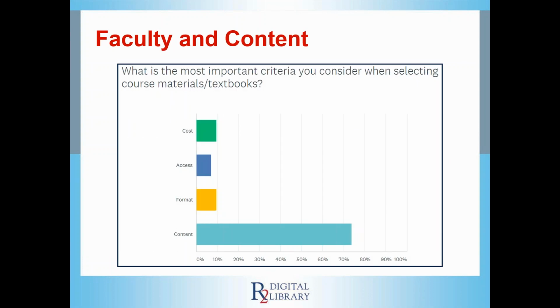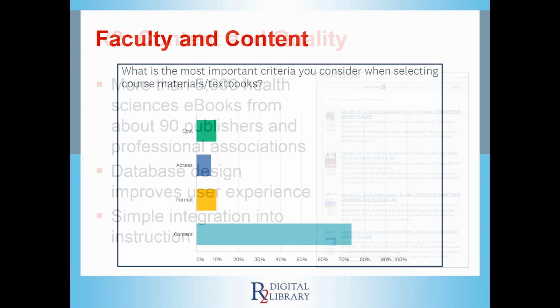So, moving along here, and this is from faculty. This was a question that only faculty received. What is the most important criteria you consider when selecting course materials or textbooks? And clearly content is the key thing here.